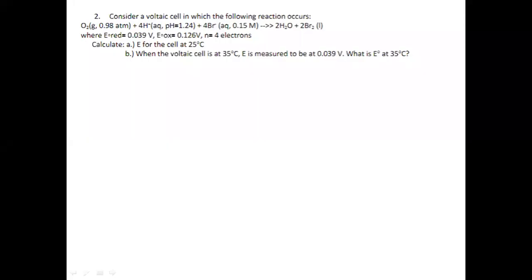This video is a second sample problem for electrochemical cells. Now let's read the problem. Consider a voltaic cell in which the following reaction occurs.